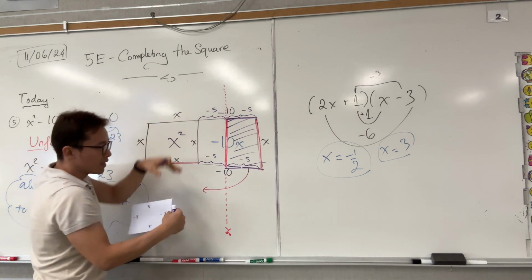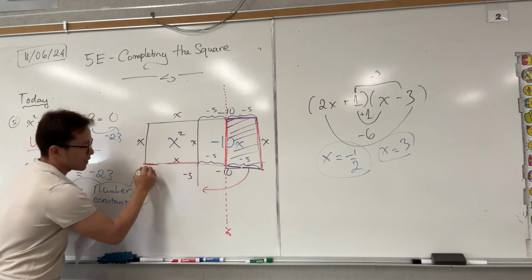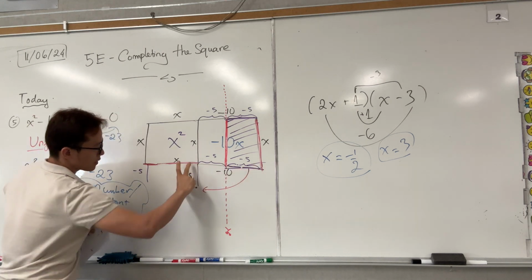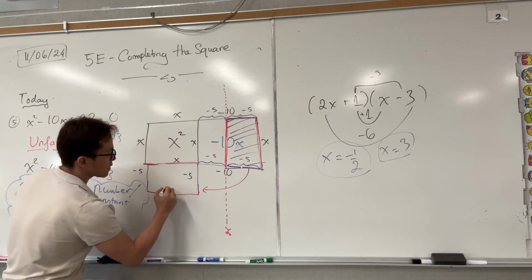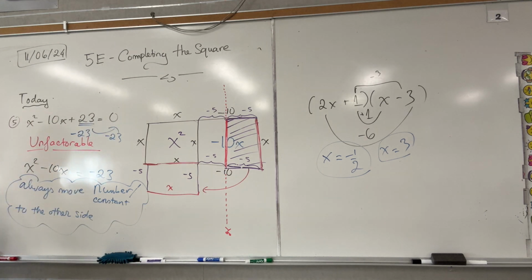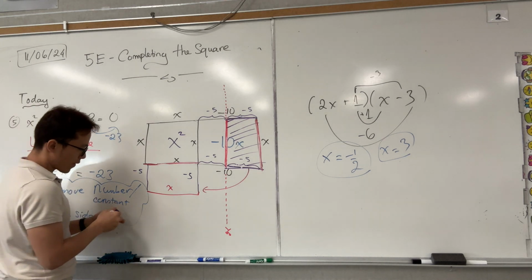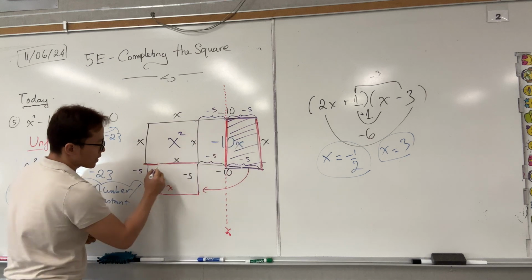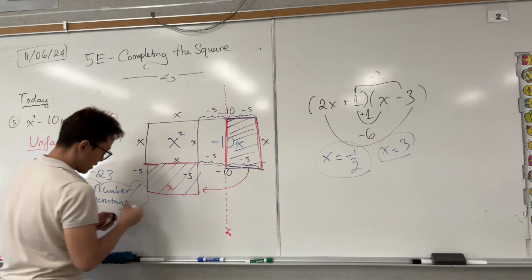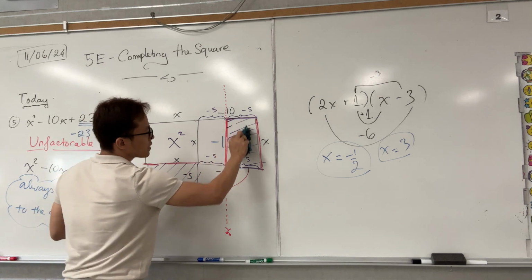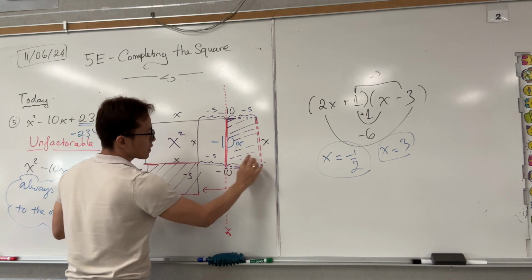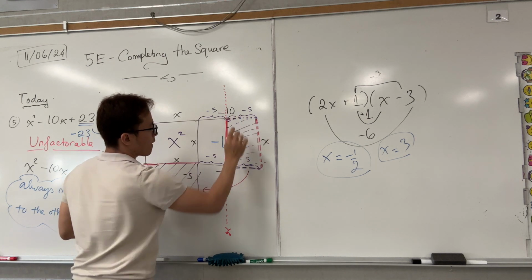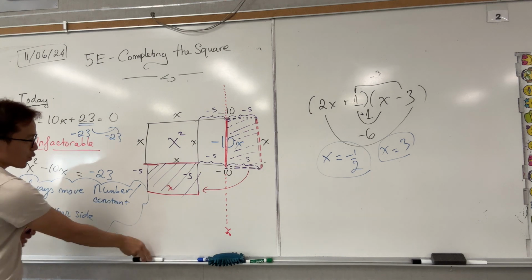So now this is going to be negative 5, this is going to be negative 5, and this is going to be X. Now I have this, and this is gone. I'm going to make a dotted line for what is gone. So right now, what do we have if we have this one?